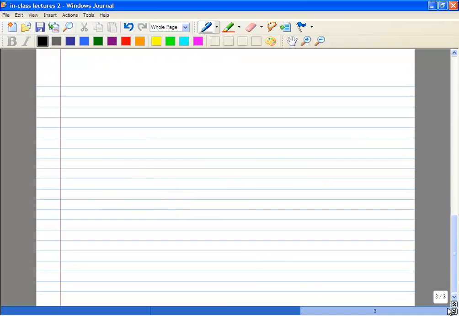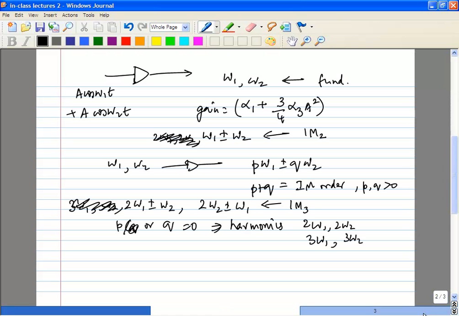Why are you calling it third harmonic? It's actually third order intermodulation. Did I say third harmonic? It's third order. Yes, this is the third order intermodulation. Will measure the effect of second harmonic.